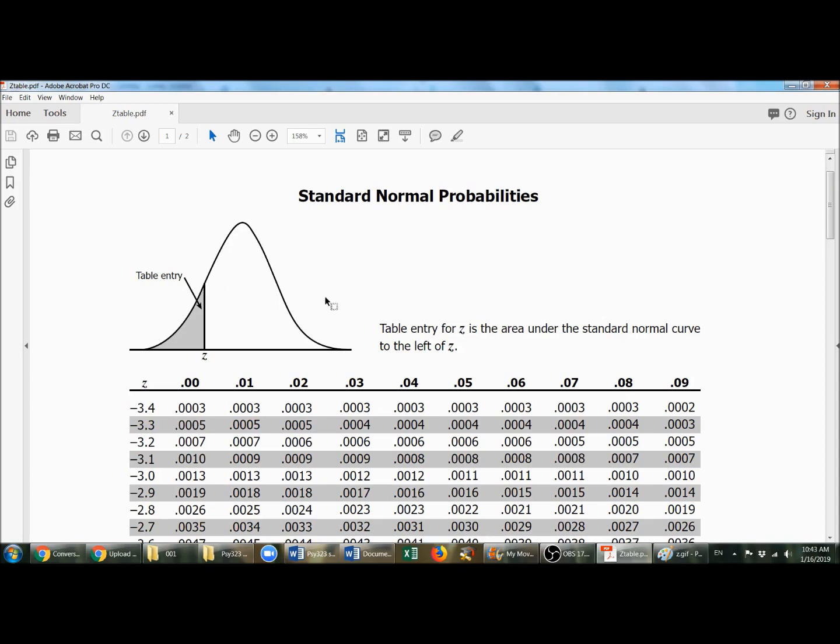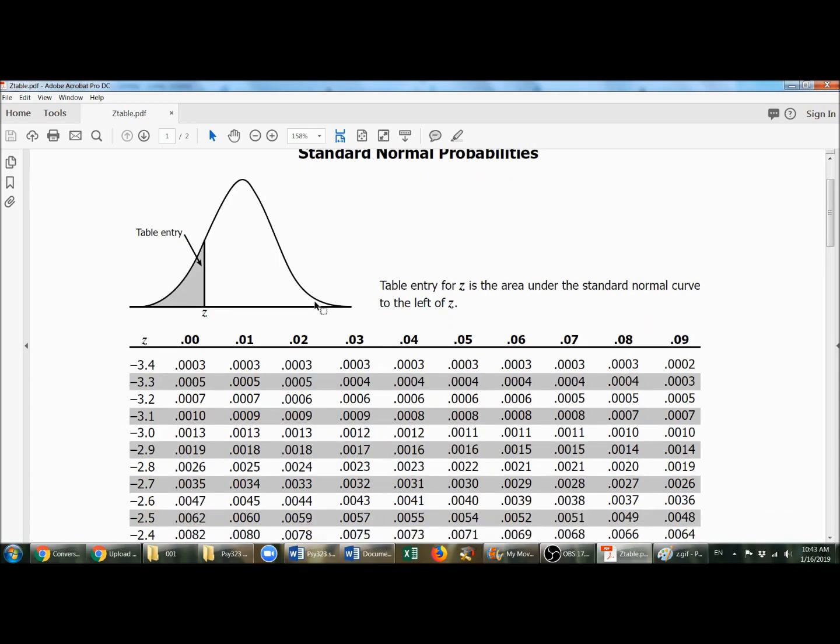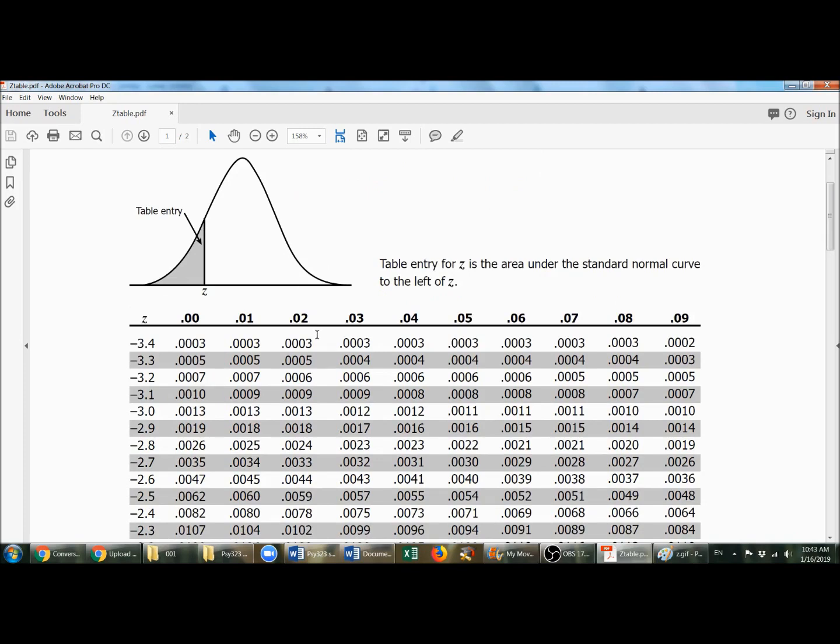Okay, let's take a look at another score. So for example, how about negative 2.51? Okay, so negative 2.51. Now this is 0.0060. That means suppose this z-score is negative 2.51, then this area is 0.6% relative to the whole area.